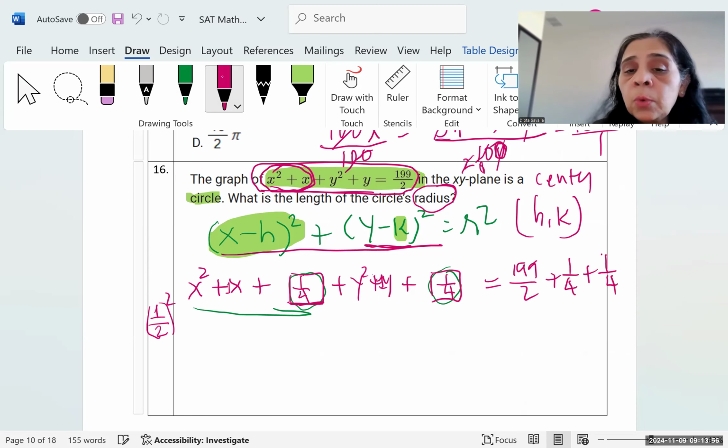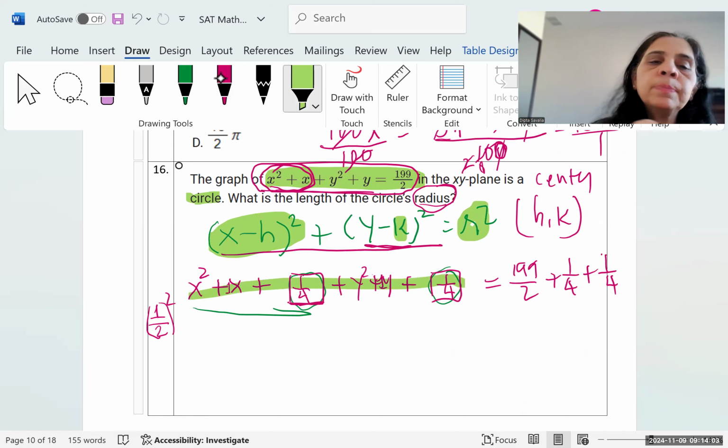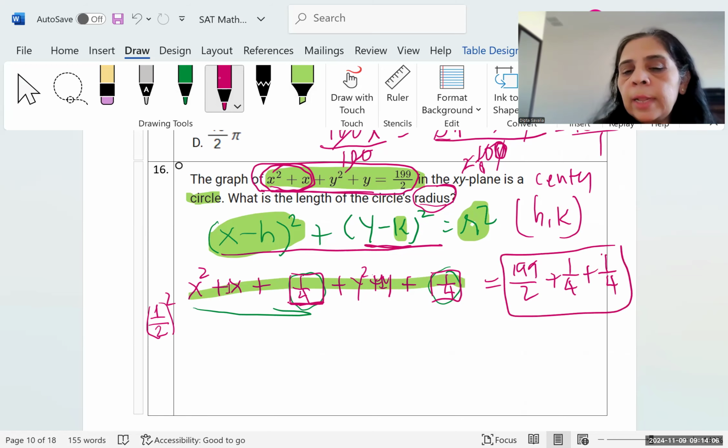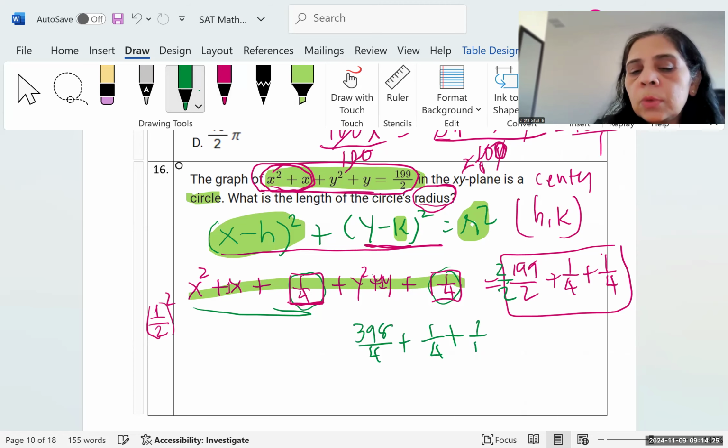We are looking for only the radius. So we are looking for this; we don't have to worry about this piece. I will just take this piece. You can enter it in the calculator as well and get your answer. We can see the common denominator is 4, so I can multiply by 2. So 2 times 199 is 398 over 4, plus 1/4 plus 1/4. So it's 400 over 4, which is 100.